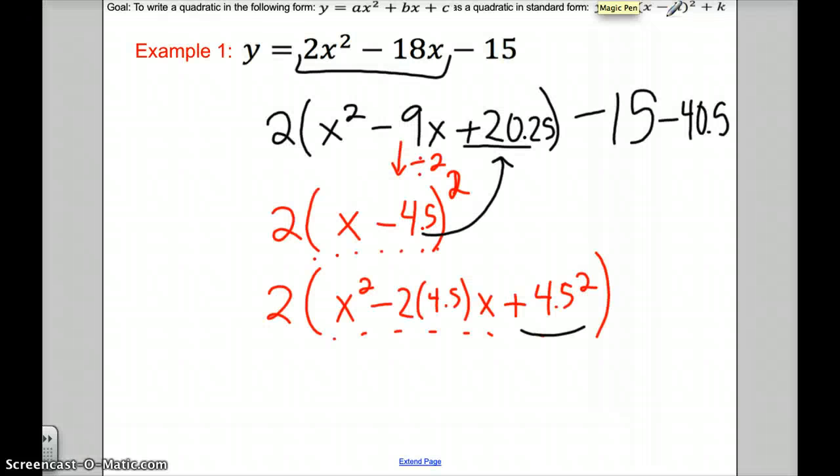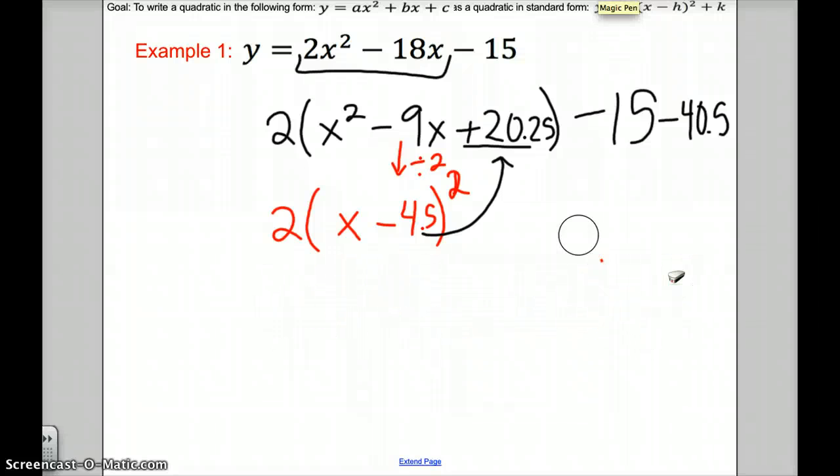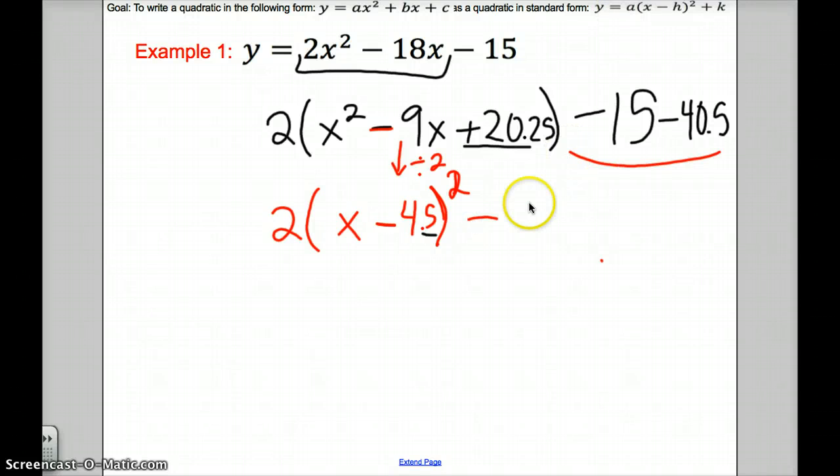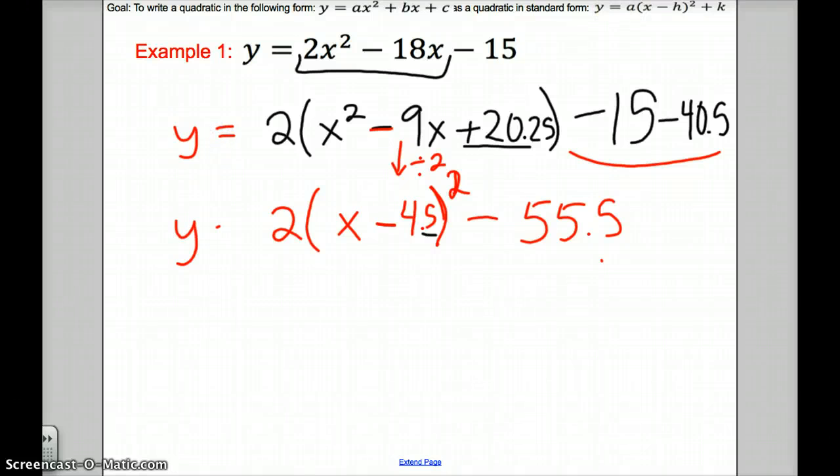Now I'm going to continue rewriting it as the perfect square in the standard form. So we have this form right here. We have it already started. Now remember, it's minus 4.5 because of this minus 9x. And then we're going to simplify this to be a minus 55.5. And we have our equation. So now our equation is y equals 2 times the quantity x minus 4.5 squared minus 55.5.